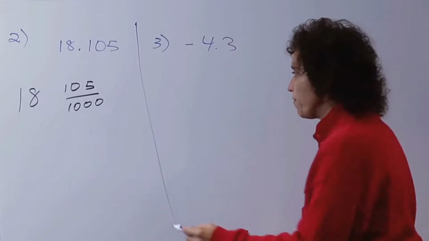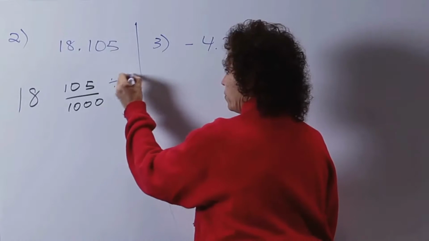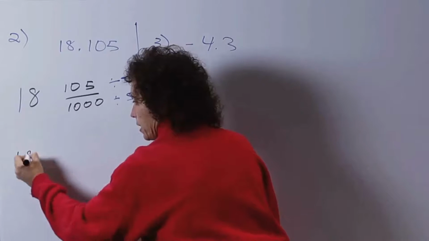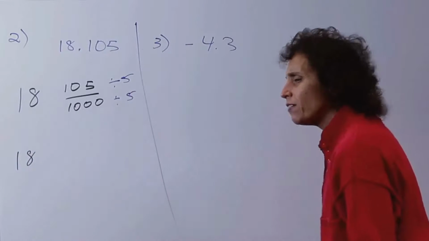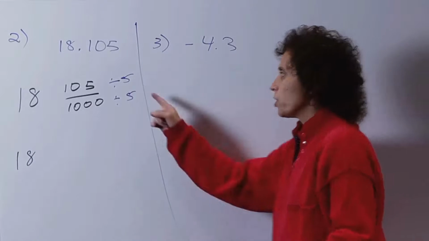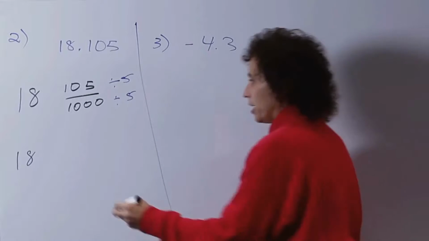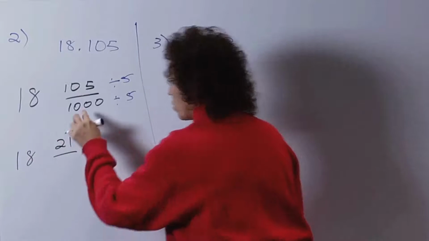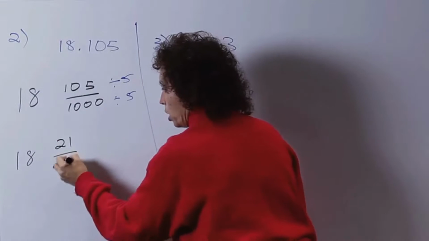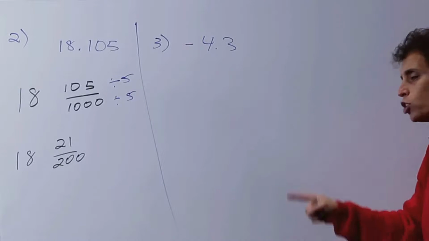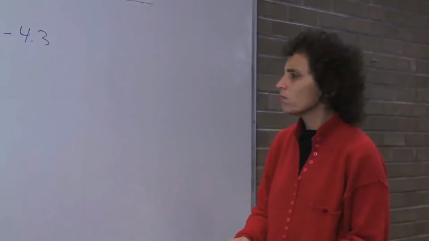What do you want to reduce by? 5, maybe? Let's reduce by 5. So 18 stays 18. 105 divided by 5 is 21. You know how I knew that? Because there are 20 nickels in a dollar. So that's 105, a dollar, like that. Okay, so that's 21 over 1,000, which is 200. 5 into 1,000 is 200. So it's 18 and 21 200ths.